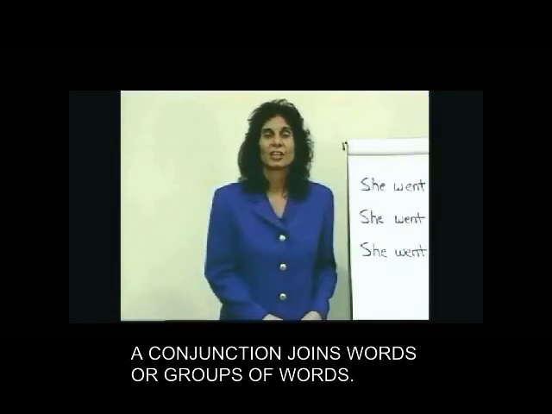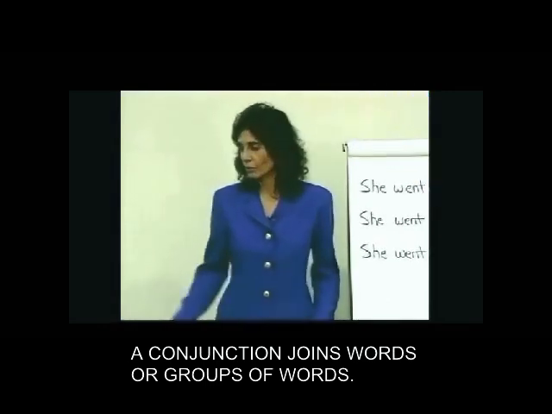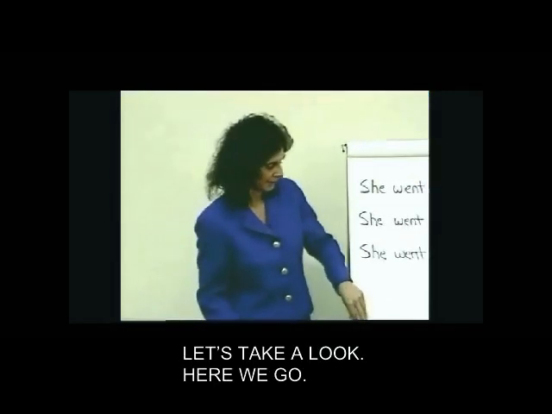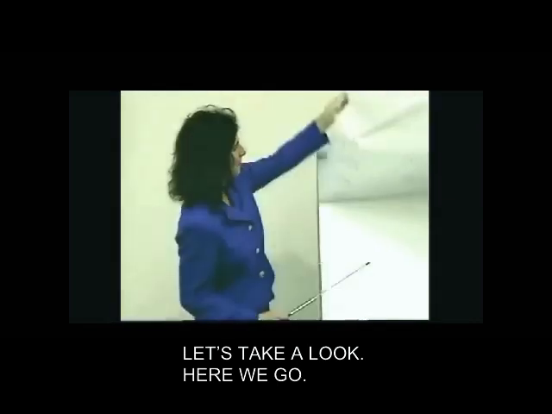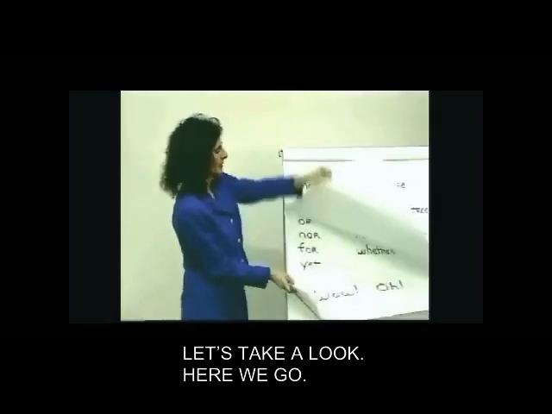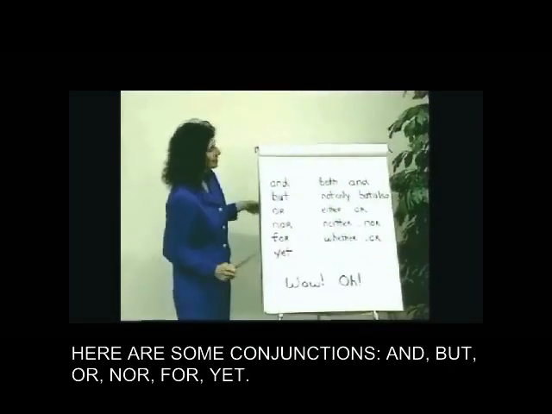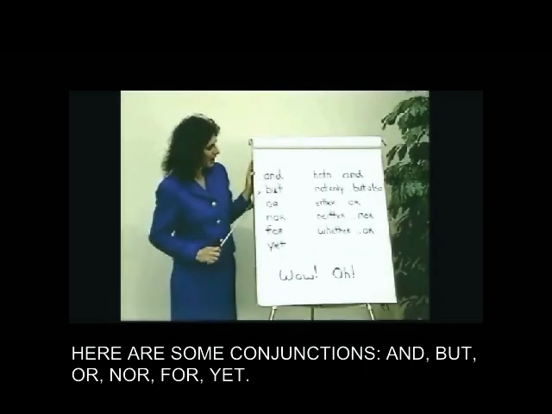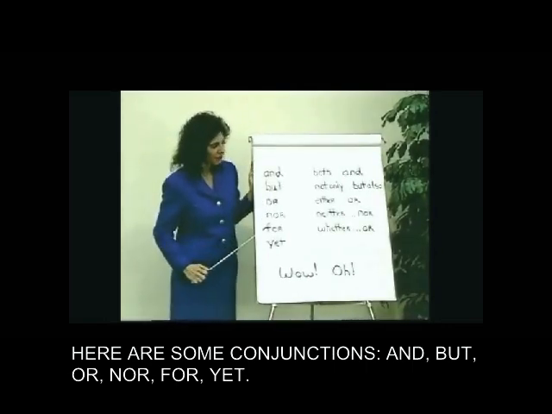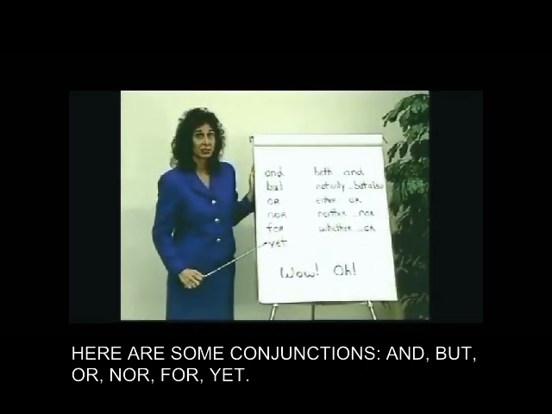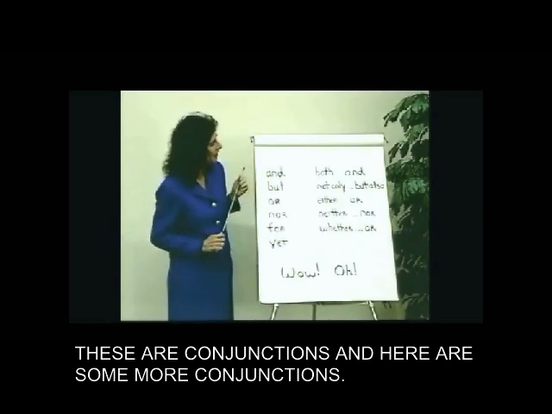A conjunction joins words or groups of words. Let's take a look. Here we go. Here are some conjunctions. And, but, or, nor, for, yet. These are conjunctions. And here are some more conjunctions.